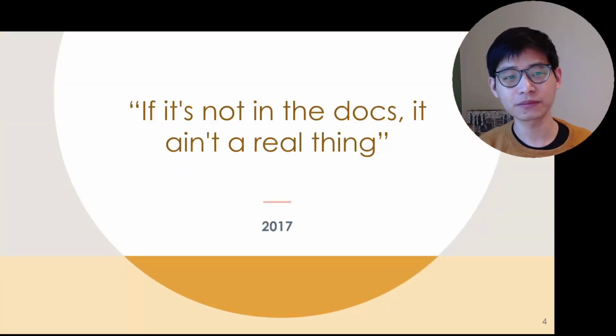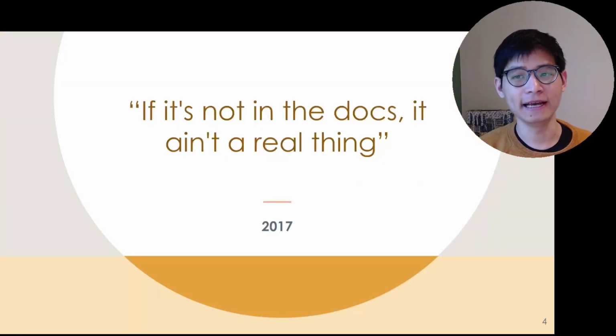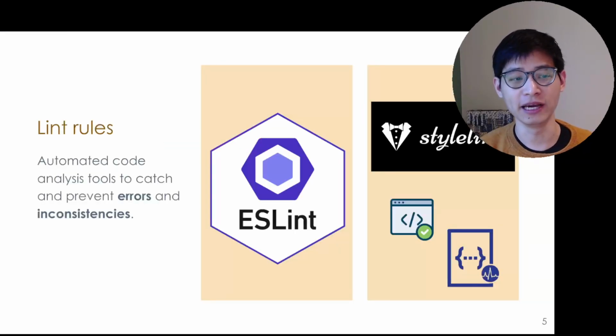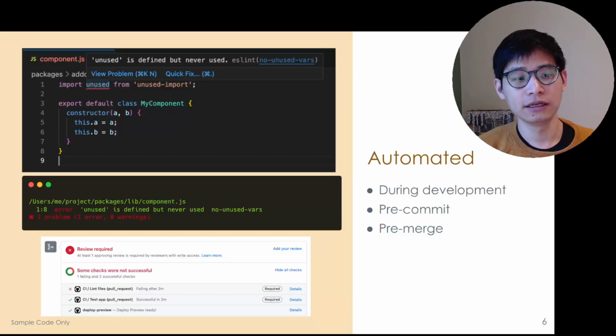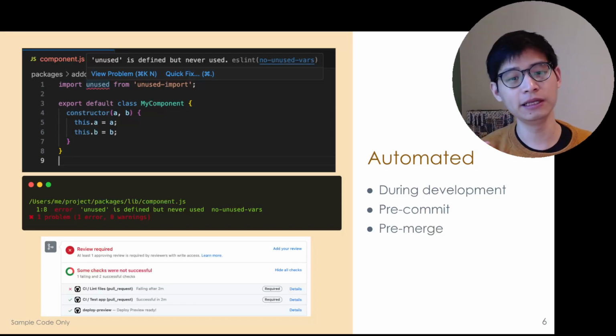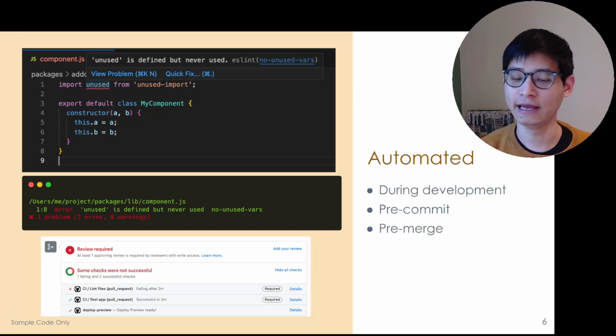So why lint rules? We used to have a saying that if it's not in the docs, then it's not a real thing. Lint rules help automate a lot of these inconsistencies and errors that you want to enforce in your code base. Popular lint tooling includes ESLint, StyleLint, and other specific linting technologies for whatever framework that you use. The best part about lint rules is that you can automate them. It can run during development, during pre-commit, and during pre-merge, and any part during the software development lifecycle.